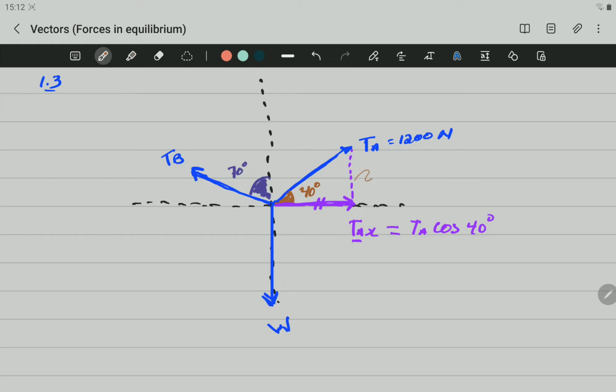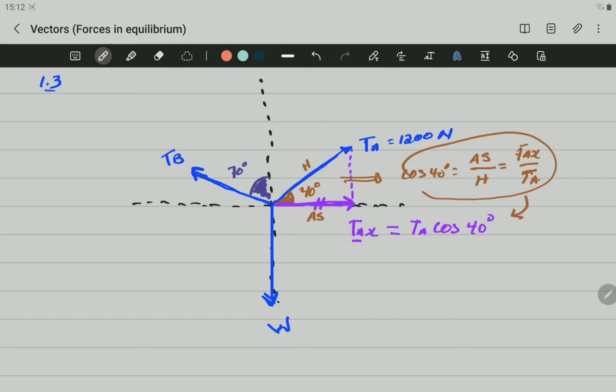From here you should know that cos of 40 degrees is equal to the adjacent side divided by the hypotenuse. The adjacent side is this one here, and the hypotenuse is the force. So it's going to be equal to the force in the x-axis divided by the hypotenuse, which is TA, the tension in A. So if you rearrange this one, the formula is here down. Okay, so this is how to calculate the tension in x.